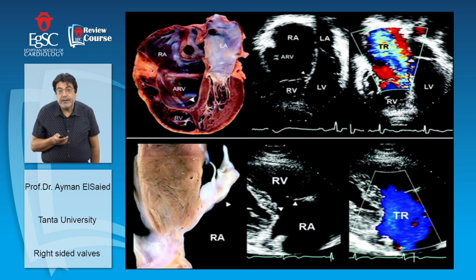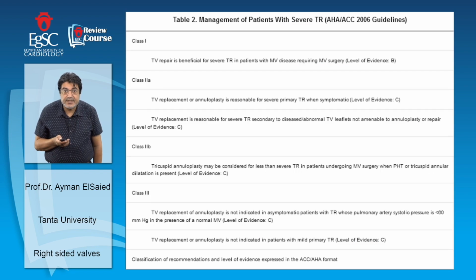Sometimes it is blue and sometimes it is mosaic, according to the mechanism of tricuspid incompetence. The management of tricuspid valve disease, especially incompetence, is very important, ranging from tricuspid valve repair to tricuspid valve replacement. Another issue is percutaneous tricuspid valve replacement.